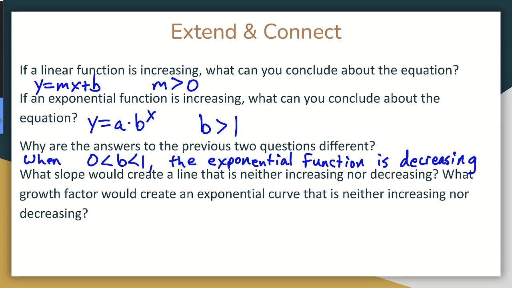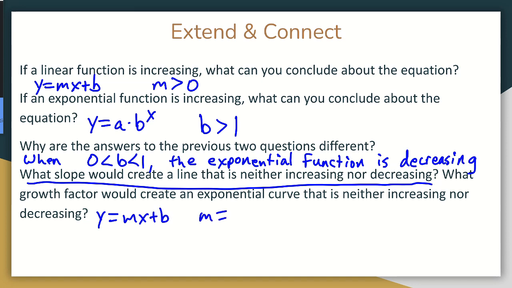What slope would create a line that is neither increasing nor decreasing? So if we're thinking about our y equals mx plus b again, what slope would create a line that is neither increasing nor decreasing? What slope would create that line? 0.